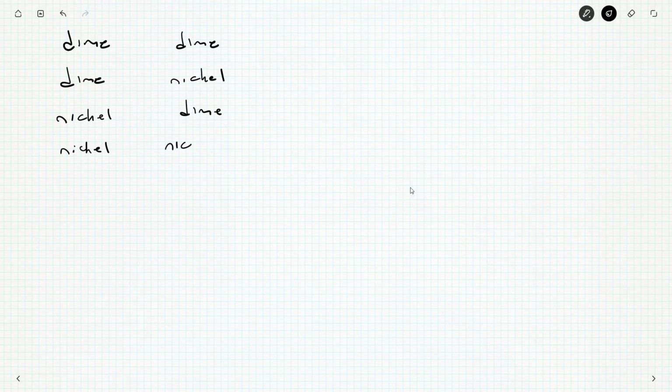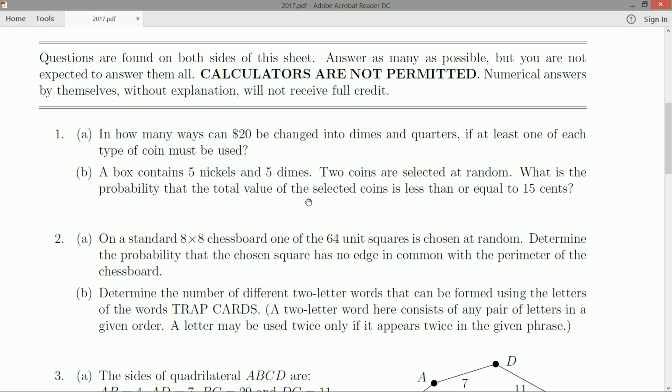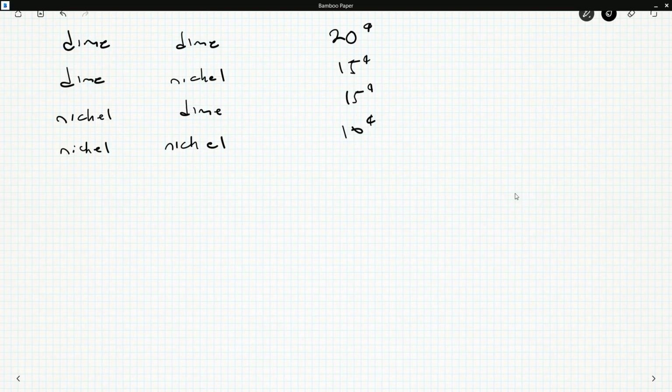So, we could have a dime selected and then another dime. We could have a dime selected and then a nickel. We could have a nickel selected and then a dime. Or we could have a nickel selected and then another nickel. Now, these add up to 20 cents. Dimes and nickels, those are 15 cents. And 2 nickels is 10 cents. Okay? And what did we want? We wanted the total value being less than or equal to 15 cents. So we only care about the probabilities of these 3 outcomes.